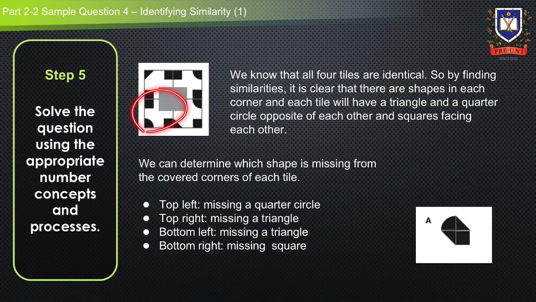If we look at the bottom left, we have a square, a quarter circle, so that means we are missing the triangle. And lastly, in the bottom right, we have a triangle, quarter circle, and a square, so we are missing a square. And as a result, the answer should be A, and we should get this following pattern in the middle.